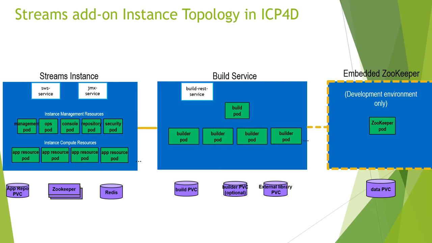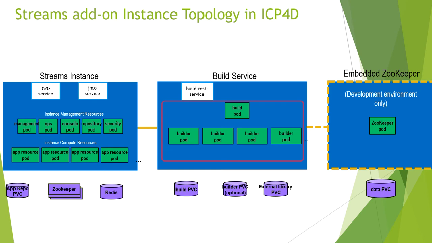Streams build service chart creates and starts a build service for building Streams applications. The build service chart exposes one Kubernetes service. The build service provides access to REST APIs for submitting builds to the service and monitoring the builds. The build service is composed of a build pod and multiple builder pods. The number of builder pods is configurable and they will be created as builds are submitted and removed after the build completes. The build pod is the orchestrator of the builder pods.